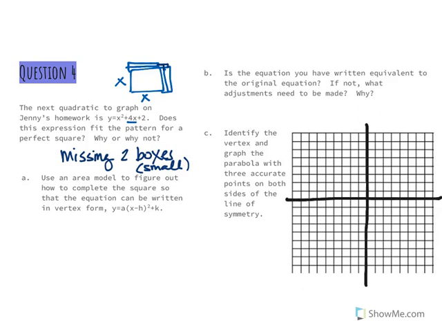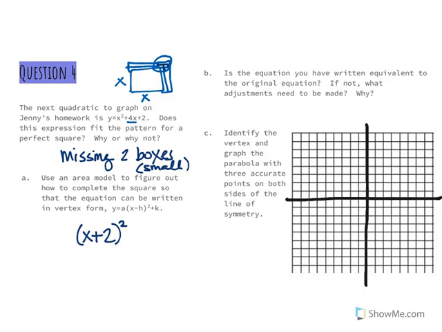So we're going to use the area model to figure out how we can complete the square so that the equation can be written in vertex form. If the problem was a perfect square, our equation would be x plus 2 squared. But that's creating a square that has a total of 4 boxes up in that corner, and we only need in this corner 2 boxes.